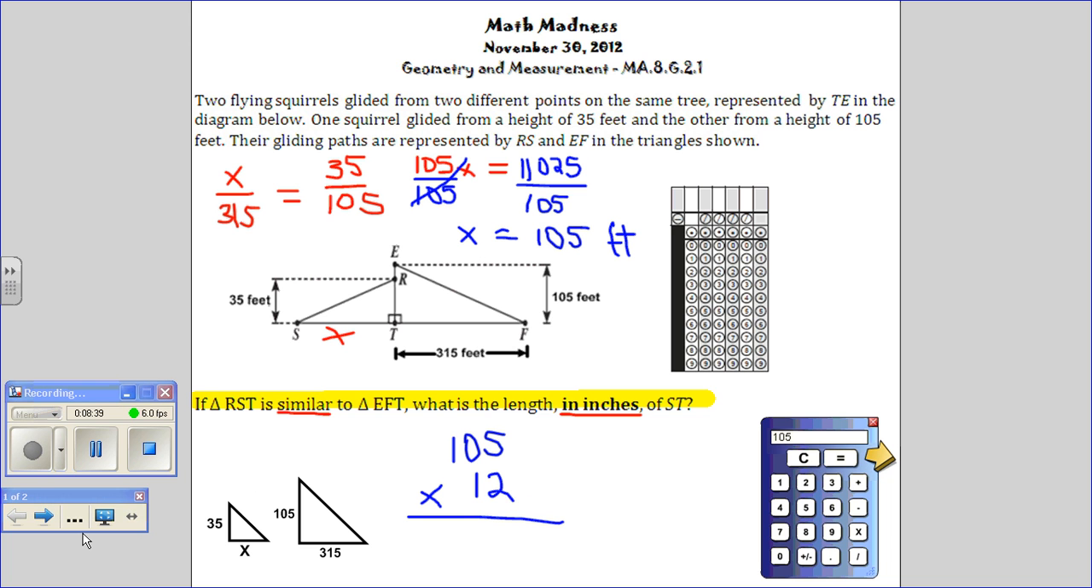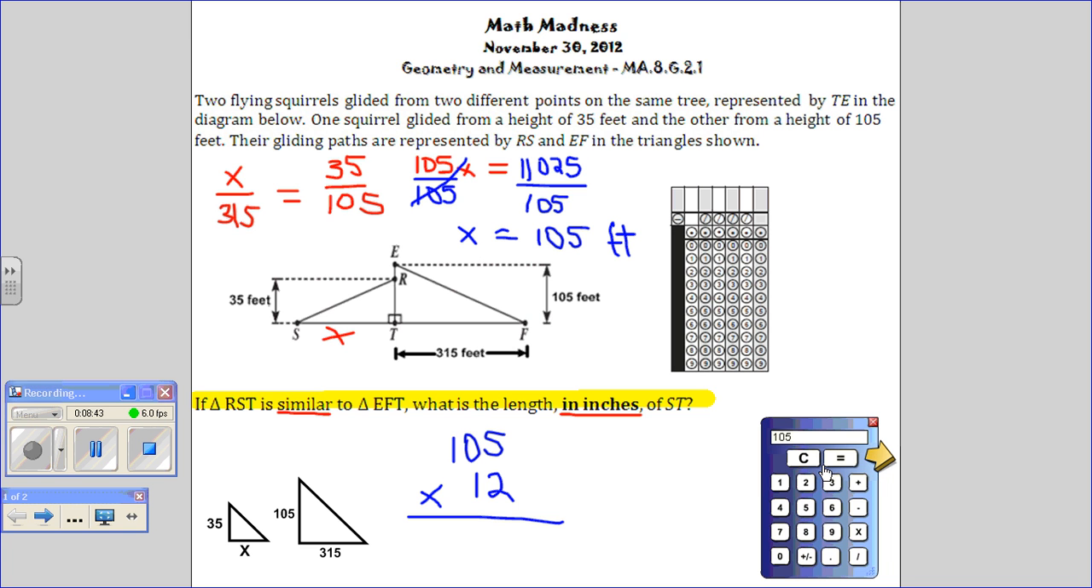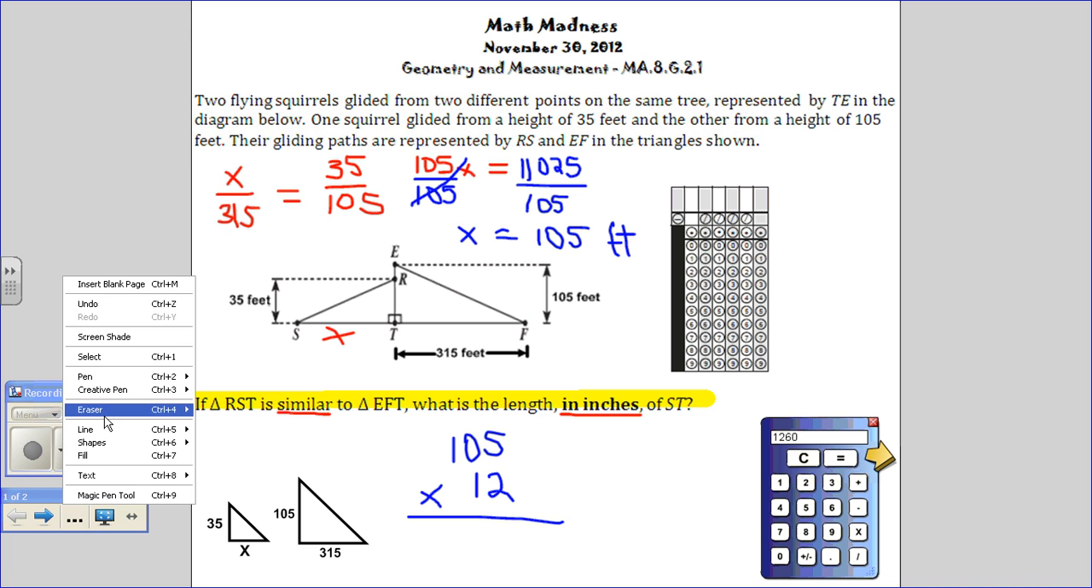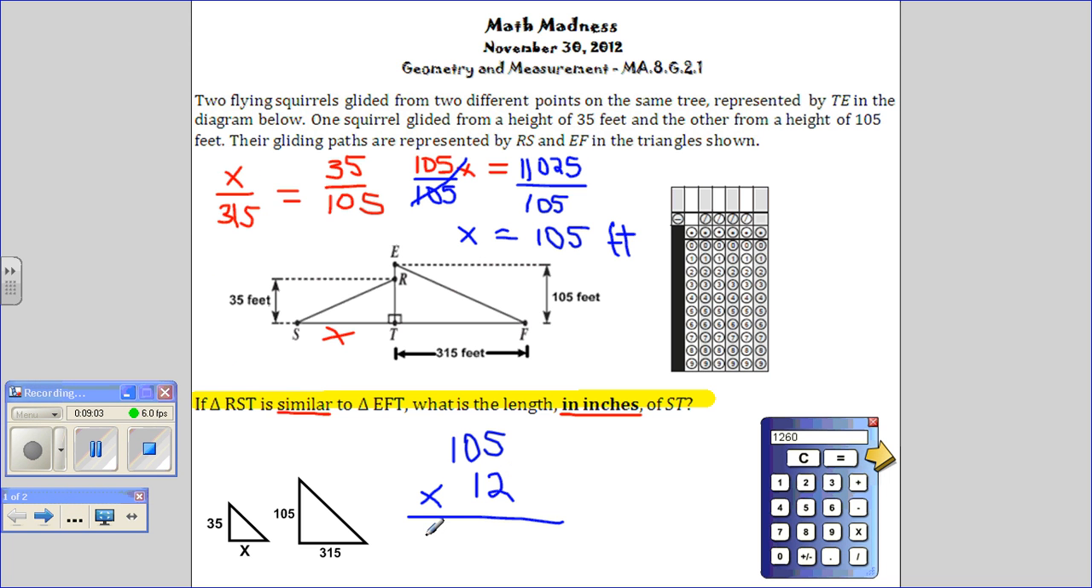Okay? So I'm going to get my select tool, go back to my calculator, clear it out just to make sure. I have 105 times 12 equals 1,260. So go back to my pen. I'm going to pick red this time. When you multiply this out, you get 1,260 inches.